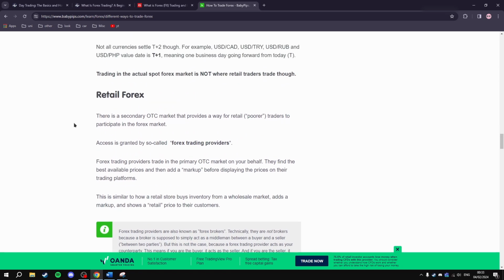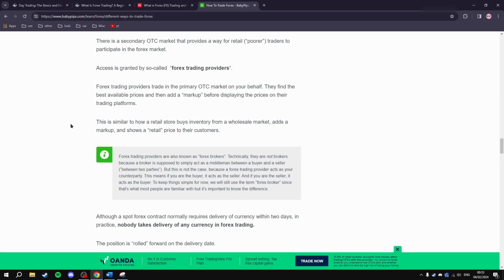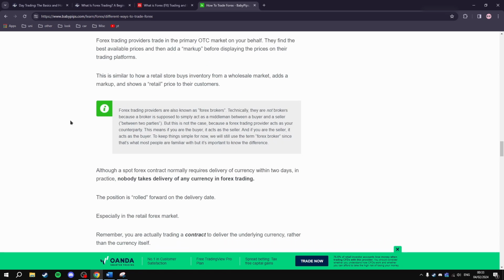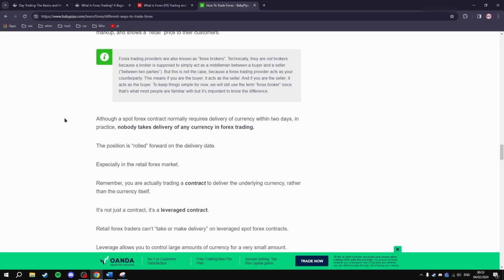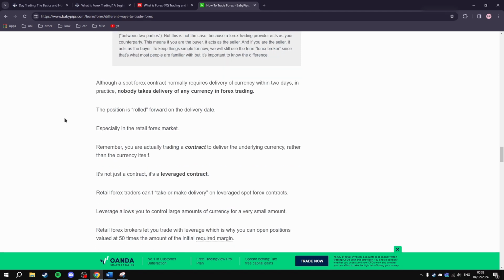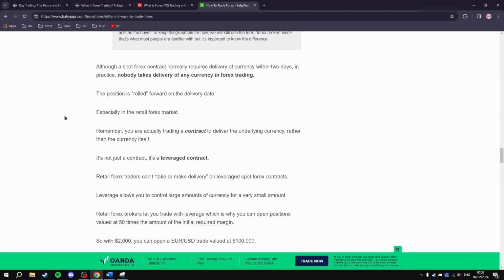Although a spot Forex contract normally requires delivery of a currency within 2 days, in practice nobody takes delivery of any currency in Forex trading. The position is rolled forward on the delivery date, especially in the retail Forex market. Remember, you're actually trading a contract to deliver the underlying currency rather than the currency itself.